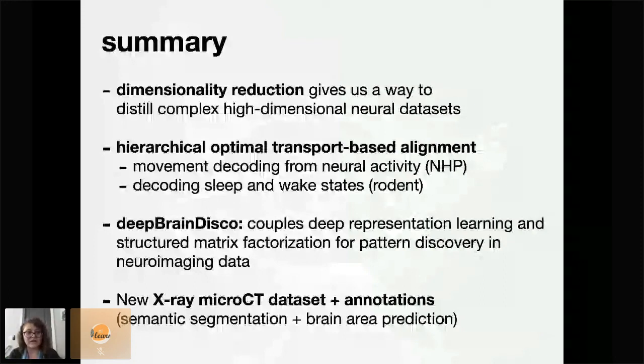And we also have a new X-ray micro CT data set along with that for the community, along with annotations to help with other people developing machine learning methods on these sorts of data.